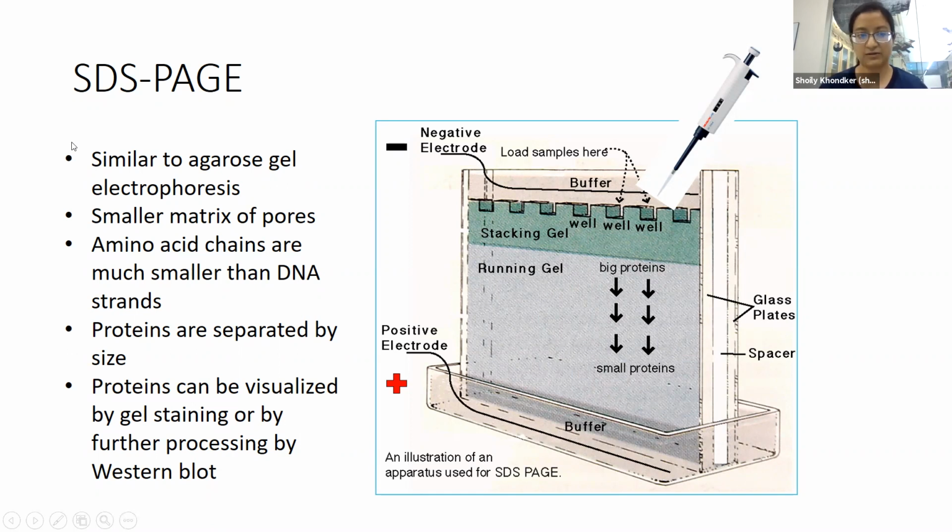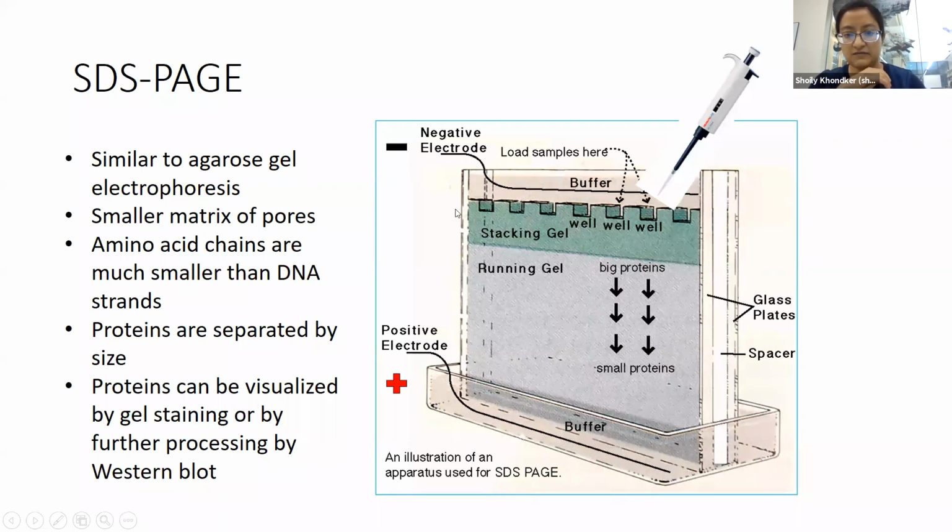So this is similar to agarose gel electrophoresis, which is what you do with DNA, but here the gel is made of acrylamide. This gives us a smaller matrix, of course, and the reason we want this is because amino acid chains are smaller than DNA strands.